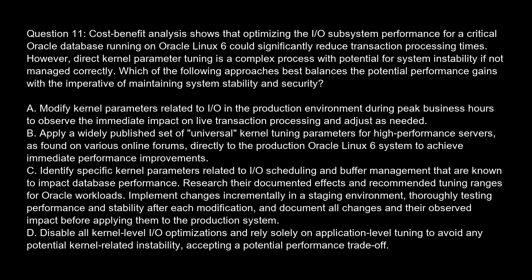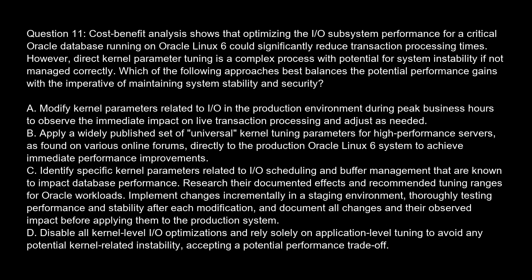Option A. Modify kernel parameters related to I/O in the production environment during peak business hours to observe the immediate impact on live transaction processing and adjust as needed. Option B. Apply a widely published set of universal kernel tuning parameters for high-performance servers, as found on various online forums, directly to the production Oracle Linux 6 system to achieve immediate performance improvements.